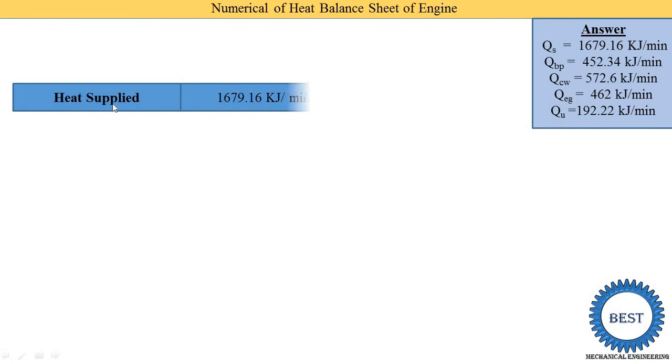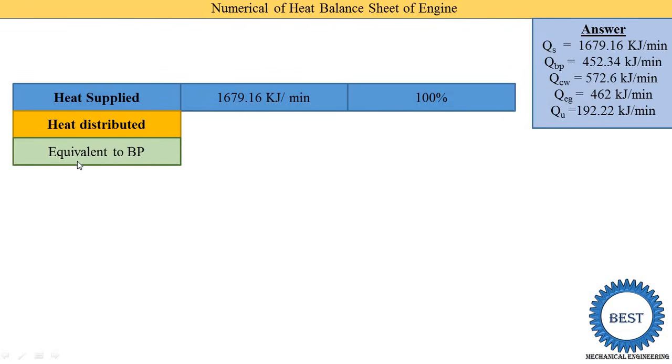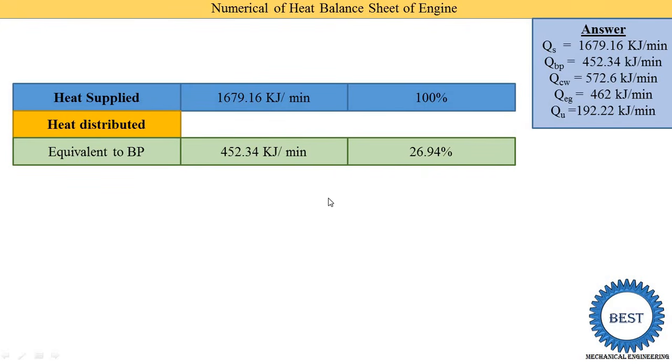First we write the heat supply. Heat supply is 1679.16 kilojoule per minute. It is 100% because there is only one heat supply. Then after we make the heat distributed. First heat distributed is equivalent to brake power. So what is the answer for equivalent to brake power? 452.34 kilojoule per minute. Now how to find this percentage? This answer is divided by the heat supply, and then multiplied by 100.